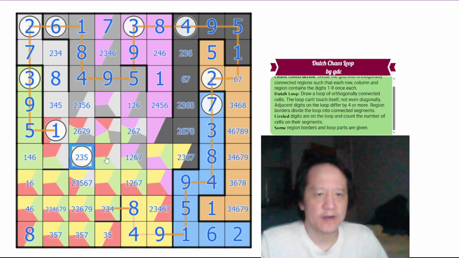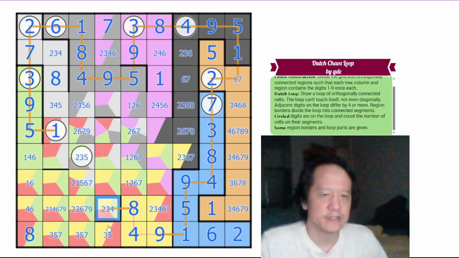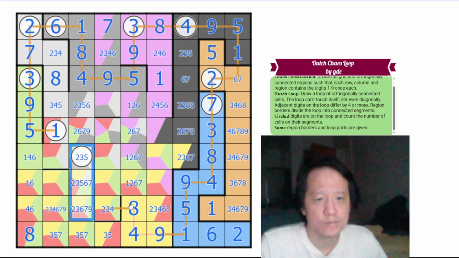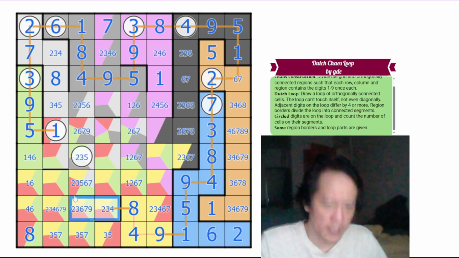Technically, it could be 5, 1, then a high digit, then a low digit. That's possible. If it tries going this way, this would have to be high. Okay, so it cannot go this way.